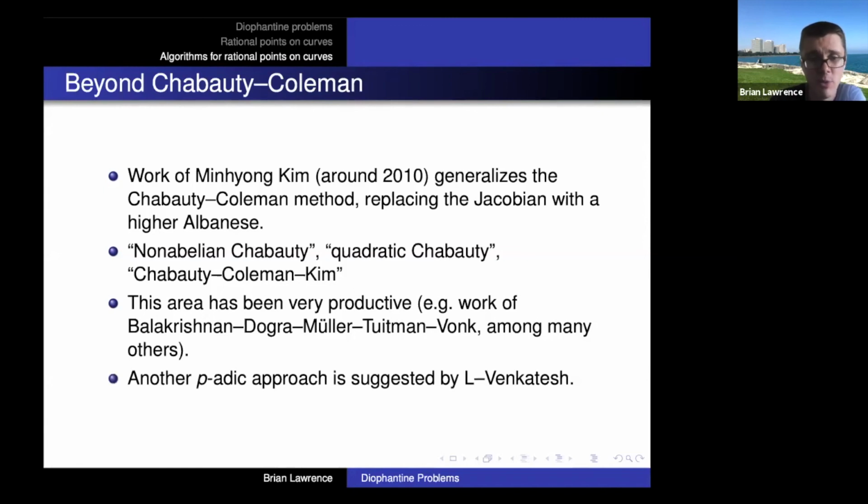I won't say much about this, but I have some work with Akshay Venkatesh that also hints at another p-adic, possibly algorithmic, approach to this computational Mordell conjecture, which again works by some sort of p-adic methods.